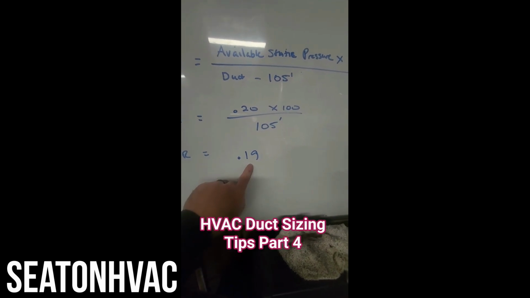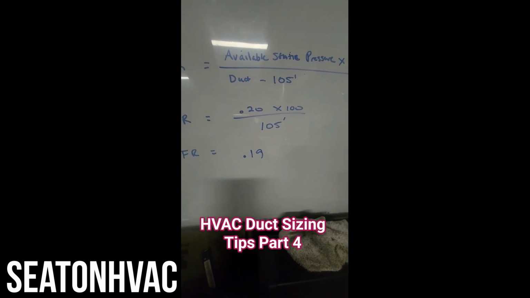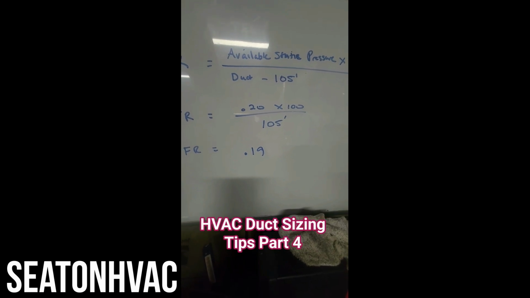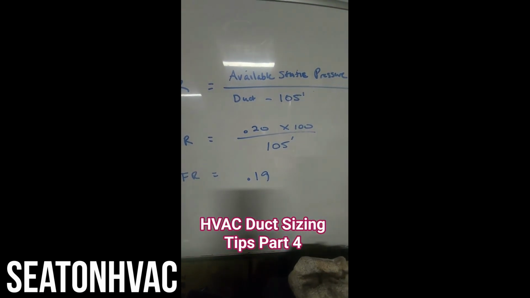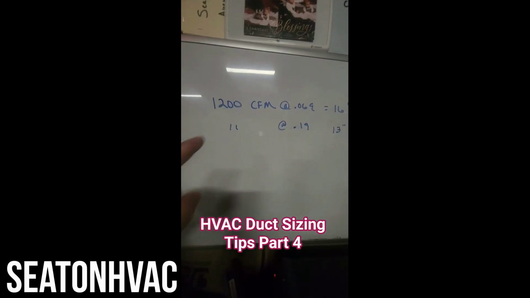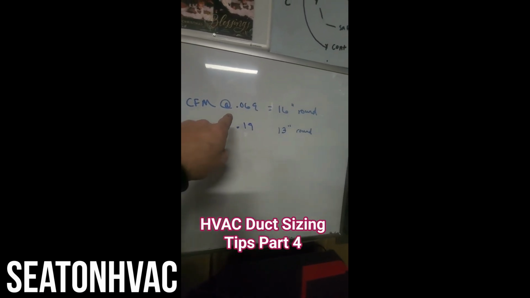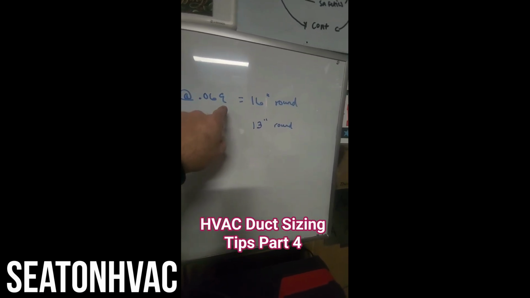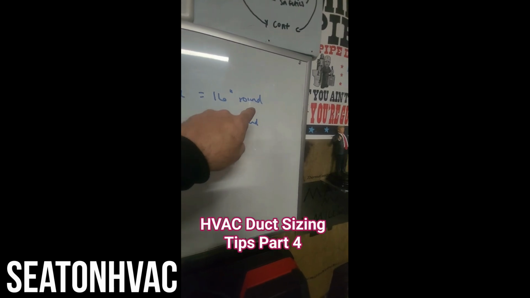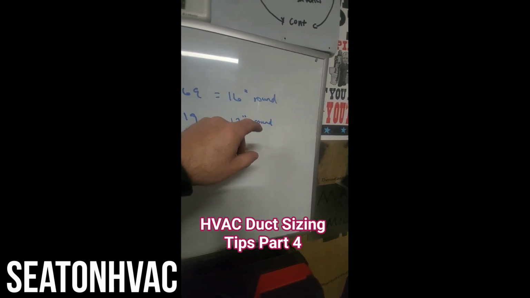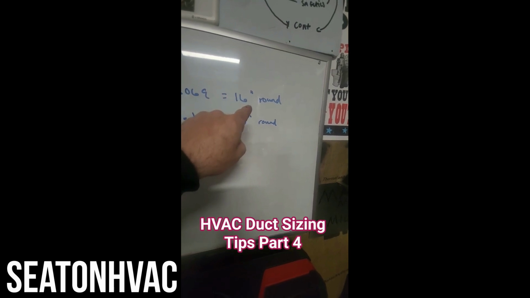Let me tell you why that's important as opposed to 0.069, the other one. All right, so if the house needs 1200 CFM at 0.069 friction rate, you're going to need 16-inch round pipe or whatever the rectangular equivalent is, and I'm going to show you something about that probably tomorrow.